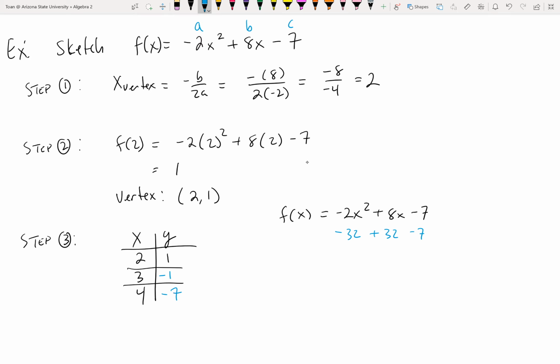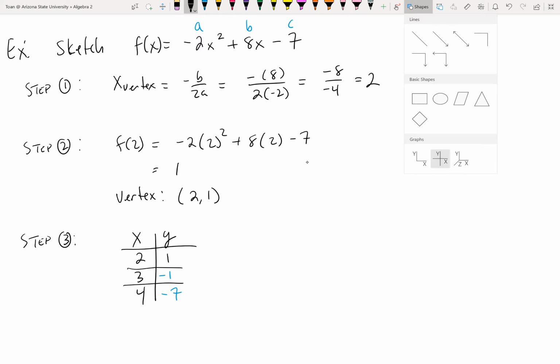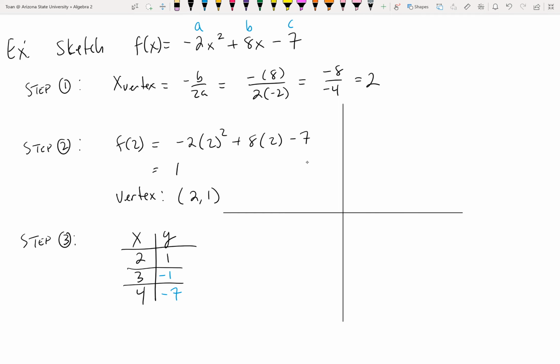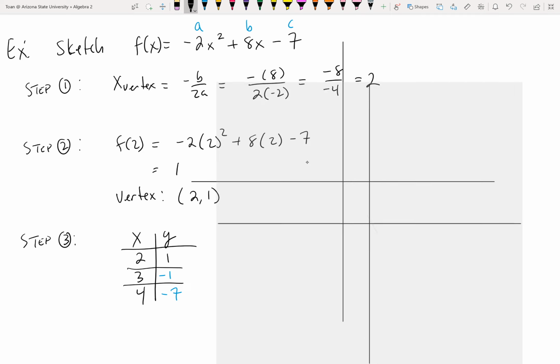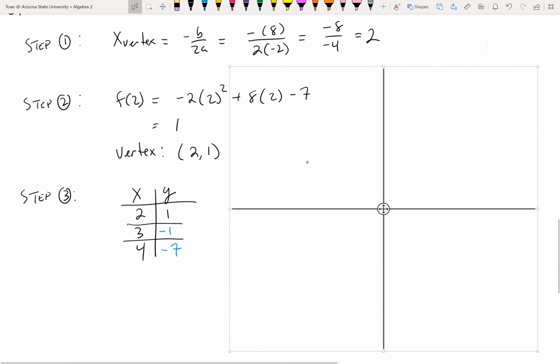Okay. So once you have your table values, just plot them. And now the reason why I pick x values that are close to the vertex is it should make your y values reasonable.